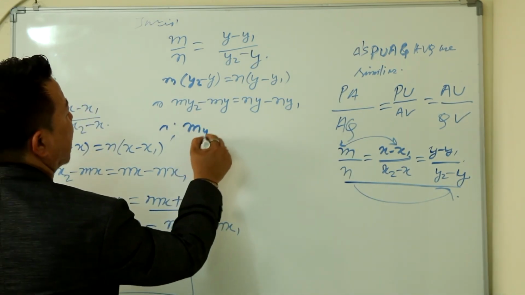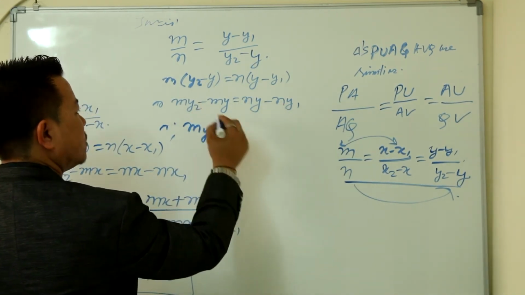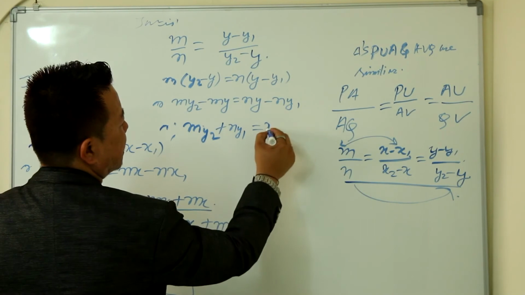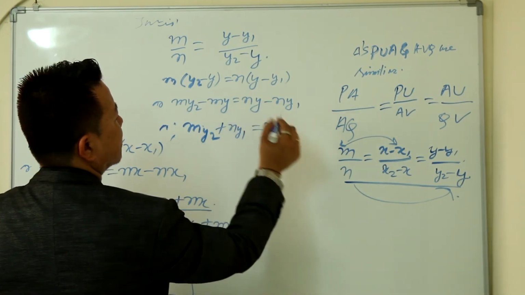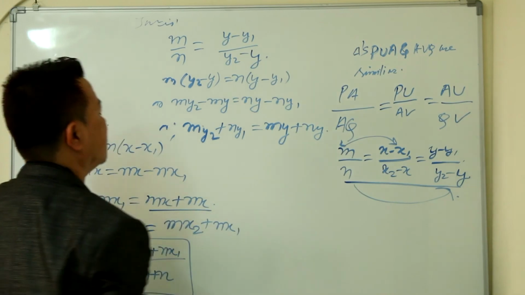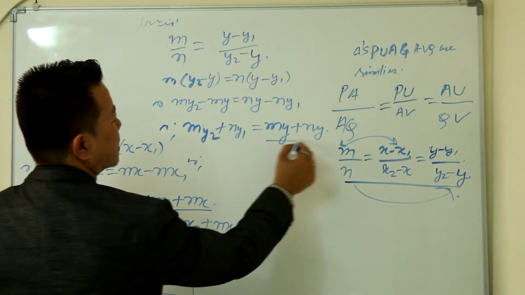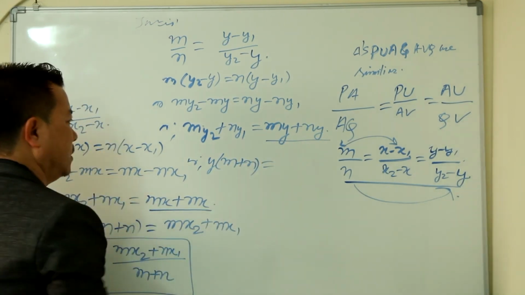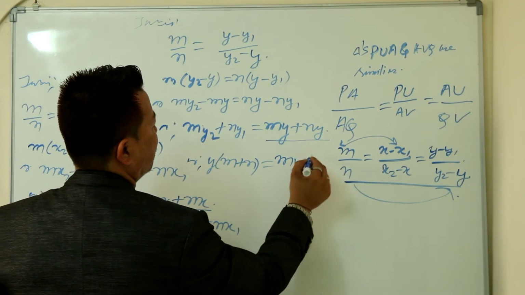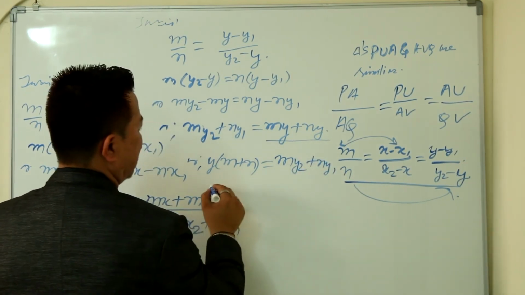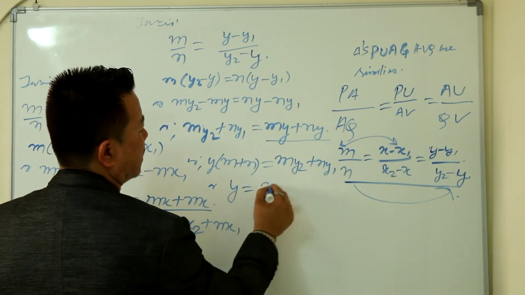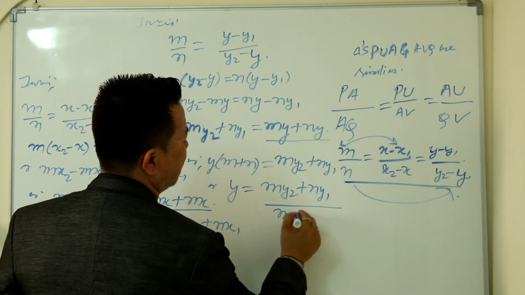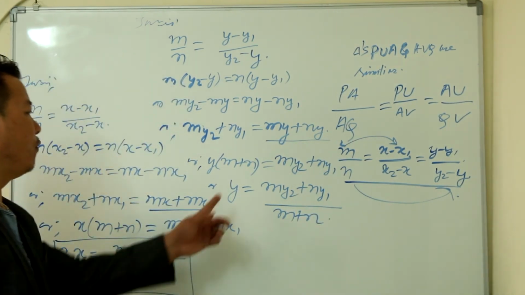So my2 minus ny comes to the left hand side, plus ny1 equals to minus my. When we go to the right hand side, it is plus my, and plus ny is already there. Now here what is common? y within bracket m plus n equals to my2 plus ny1. Now y equals to my2 plus ny1 divided by m plus n. So you got the value of y also.